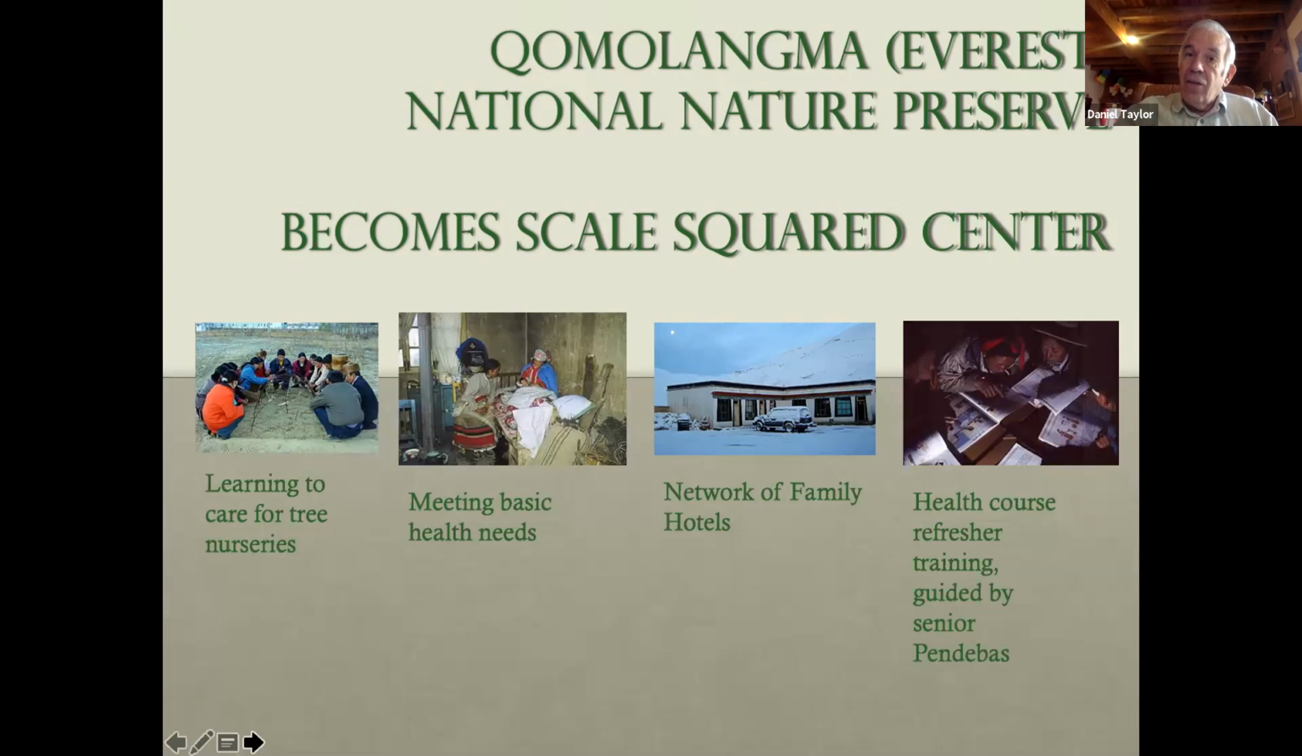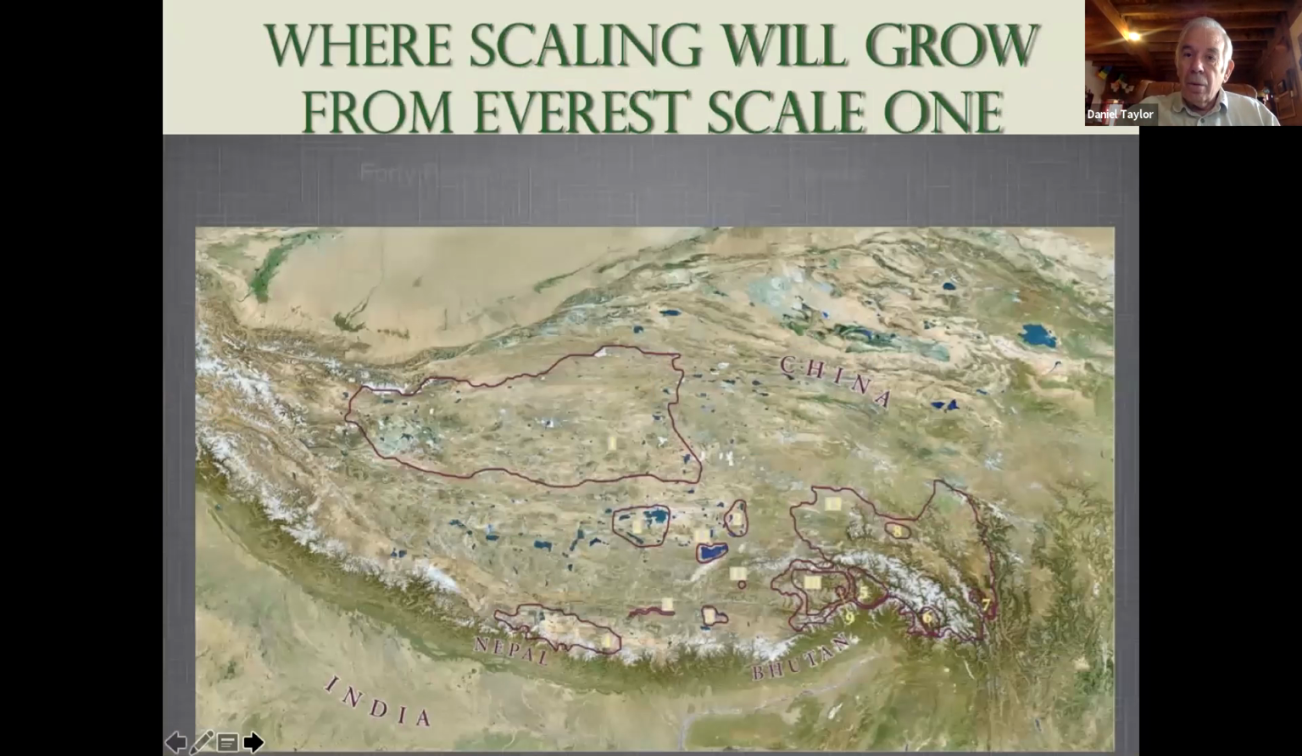What you have is the Chomolungma National Nature Preserve, a scale squared center for human development. Okay, and so the people are learning how to improve their lives while they're learning how to take care of nature's life and conservation at the same time. This is being done bottom up by the people, and ultimately it goes to Tibet-wide scale.